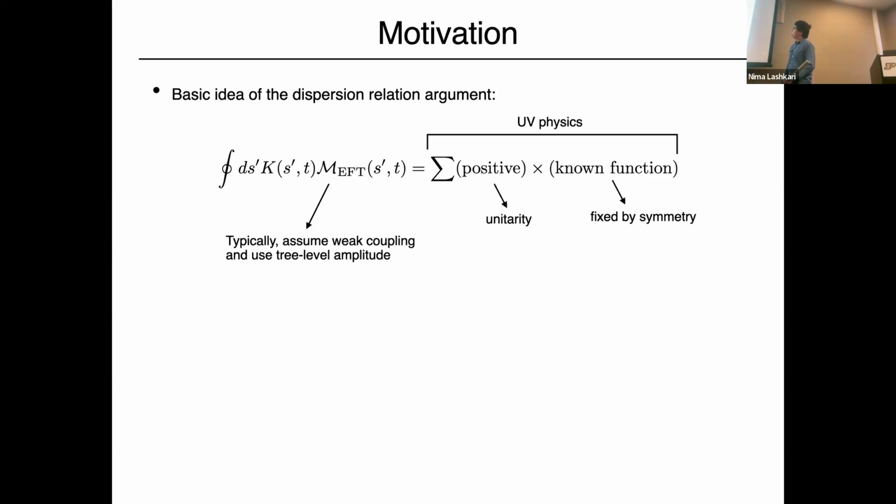And this M_EFT, since we are assuming a weakly coupled theory, usually people just insert some tree-level amplitude. That of course works, but one might wonder, can you add loops in this EFT amplitude? And naturally, yes. So in this schematic presentation, it wouldn't matter for you that the sum could be in principle infinite.